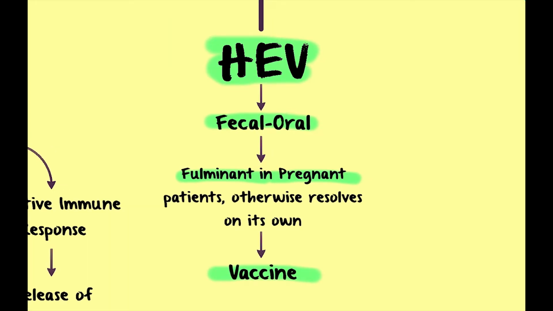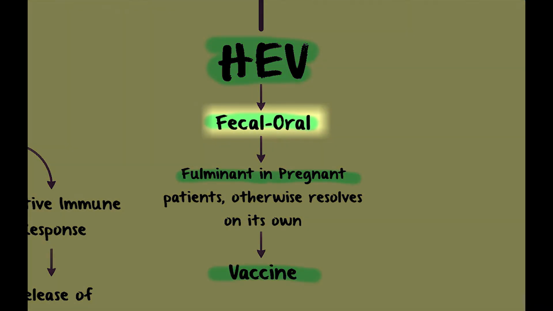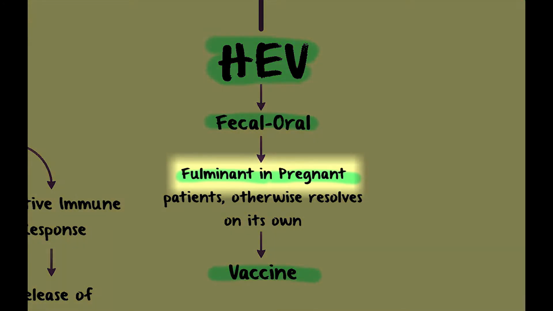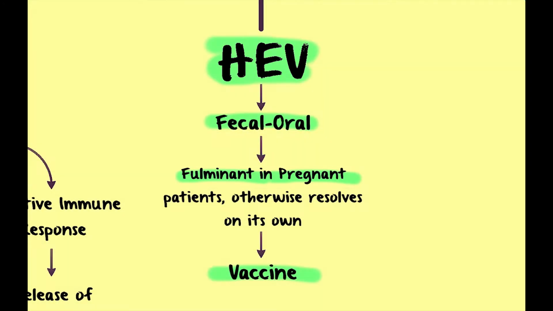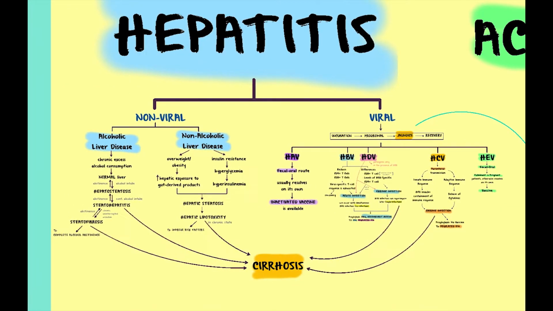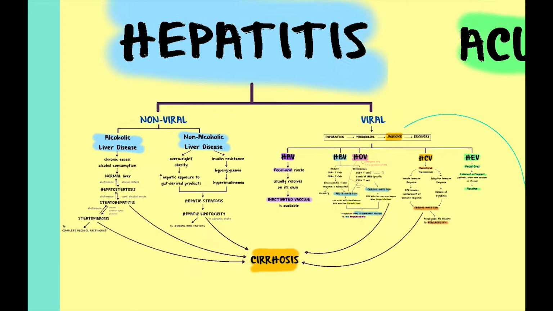Lastly, hepatitis E. This has a similar fecal-oral route with hepatitis A. This is also an acute infection that is preventable by vaccine. Yet, the main difference with hepatitis A is that if this infection occurs in a pregnant woman, the infection may become fulminant with a high mortality rate. That wraps up viral and non-viral causes of hepatitis.